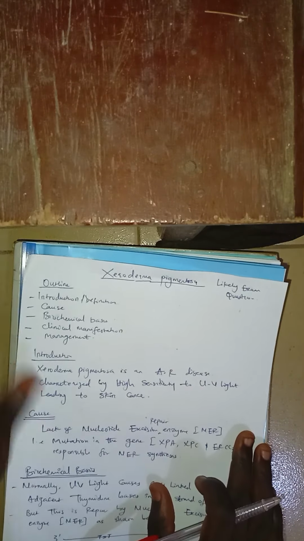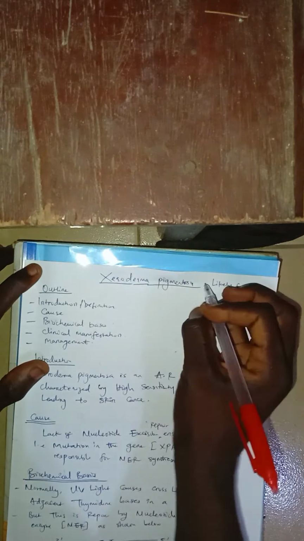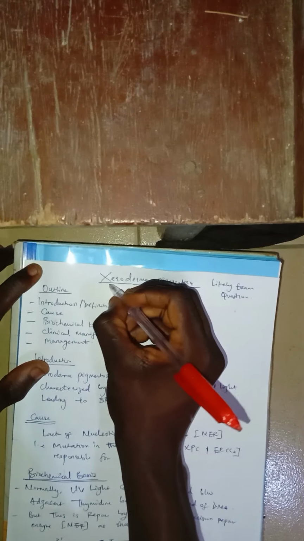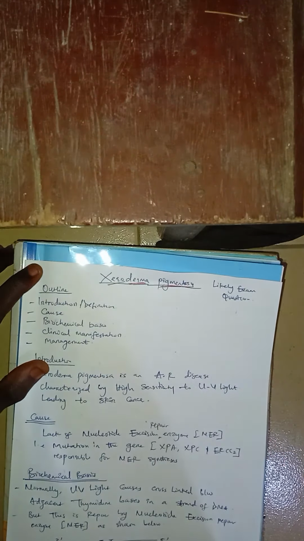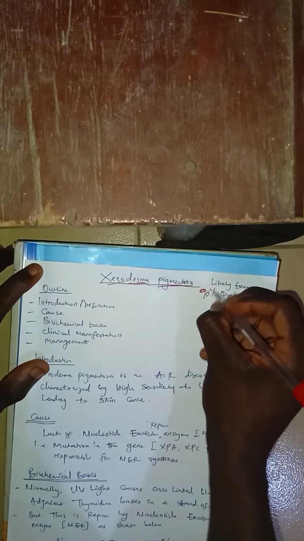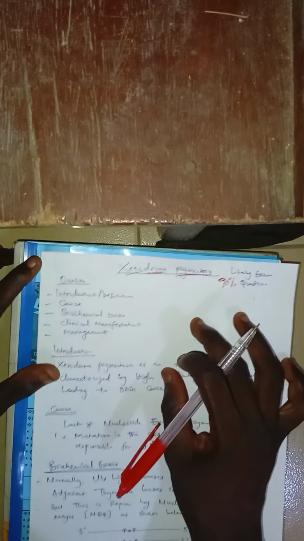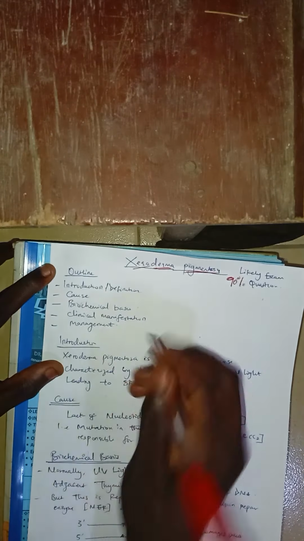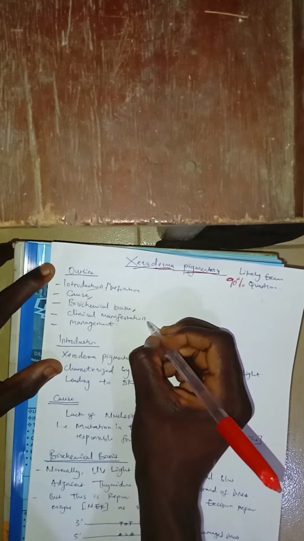Alright, so in this video now, we're going to look at this disease, Xeroderma pigmentosa. Xeroderma pigmentosa, okay? So this one is a likely exam question. This one was given to you by your lecturer particularly, so please know this one very, very well. 90% sure you're seeing it tomorrow. Alright, I've given you guys the outline: introduction or definition, the cause, the biochemical basis, clinical manifestation, management.